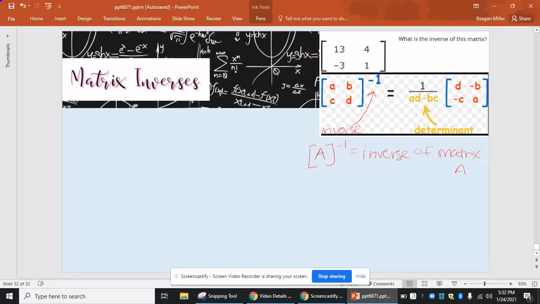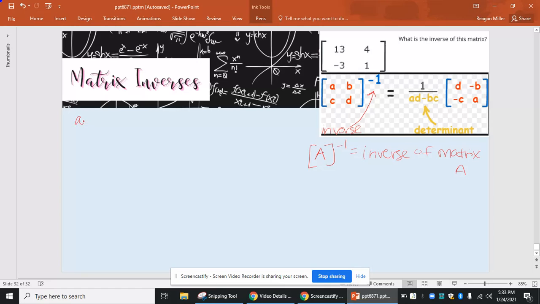While we're working on finding these, you'll notice it builds on something we just learned, how to find the determinant. We'll be using that knowledge to help us find the inverse. So look at the matrix we have up here. The very first step to find the inverse of this matrix is you're going to need to find the determinant.